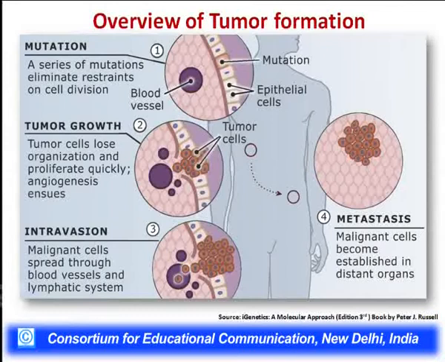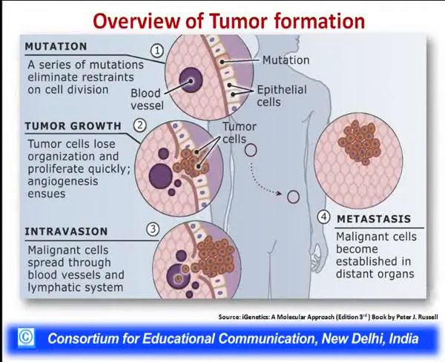The third step is called the intravasion, where these primary tumor cells start evading from that particular area, and with the help of the blood vessels, they move to some other distinct part of the body and start growing over there. So the spread of these malignant cells basically takes place with the help of the blood vessels and the lymphatic system. And the fourth one is the metastasis. The malignant cells become established in a distinct organ and they start growing over there.